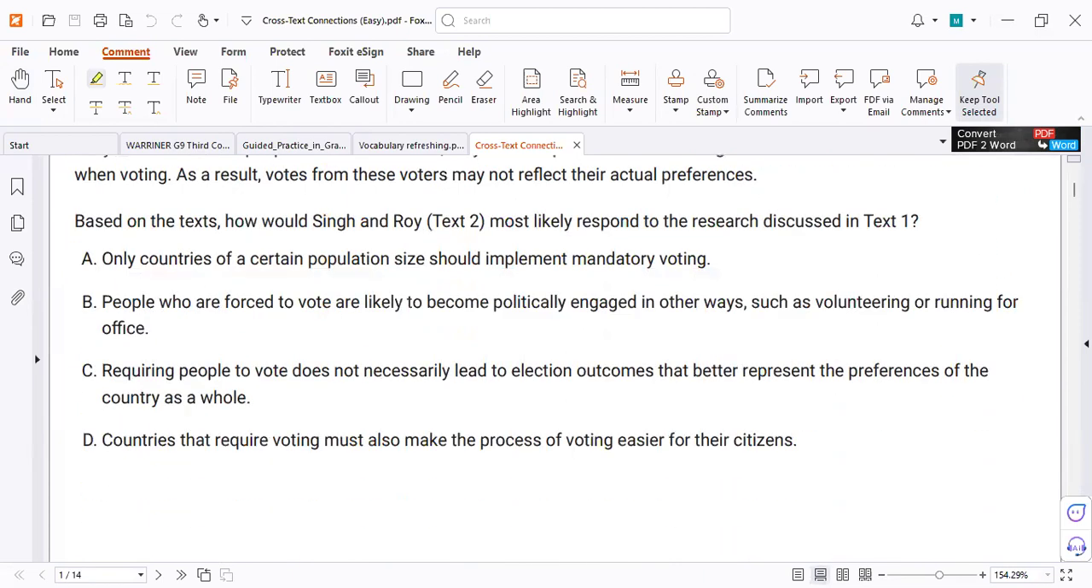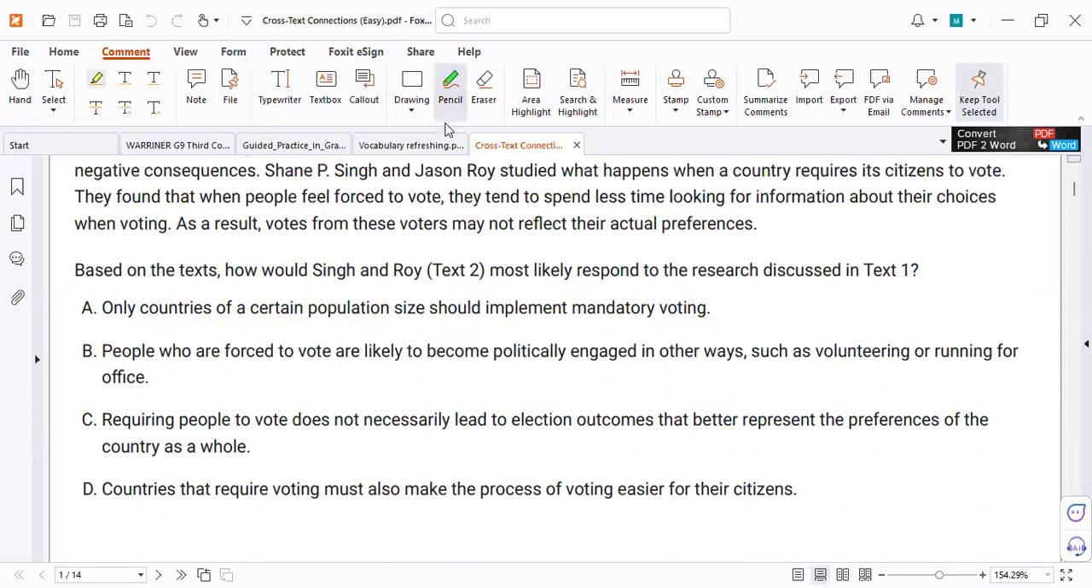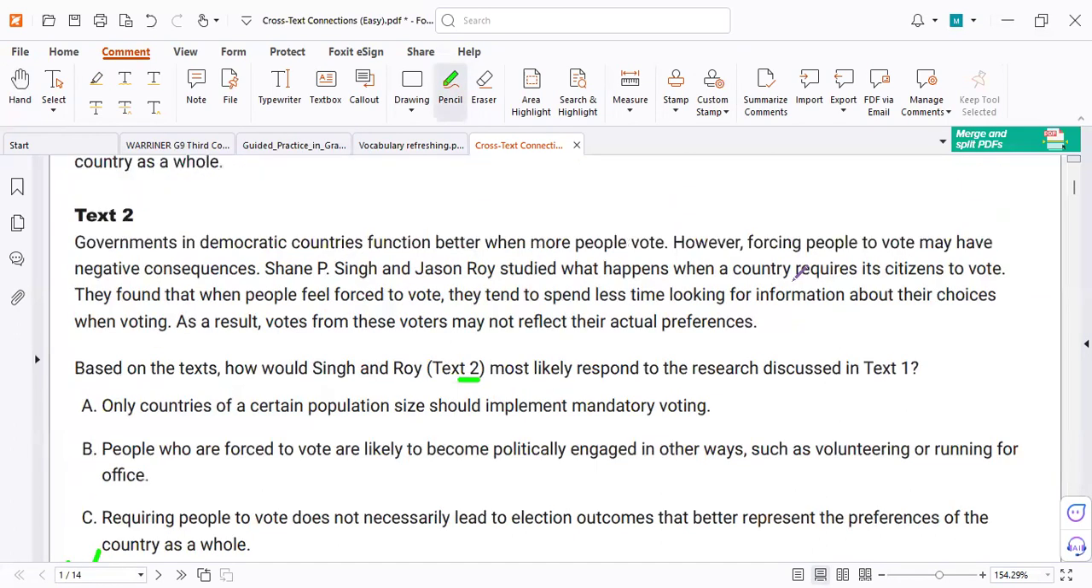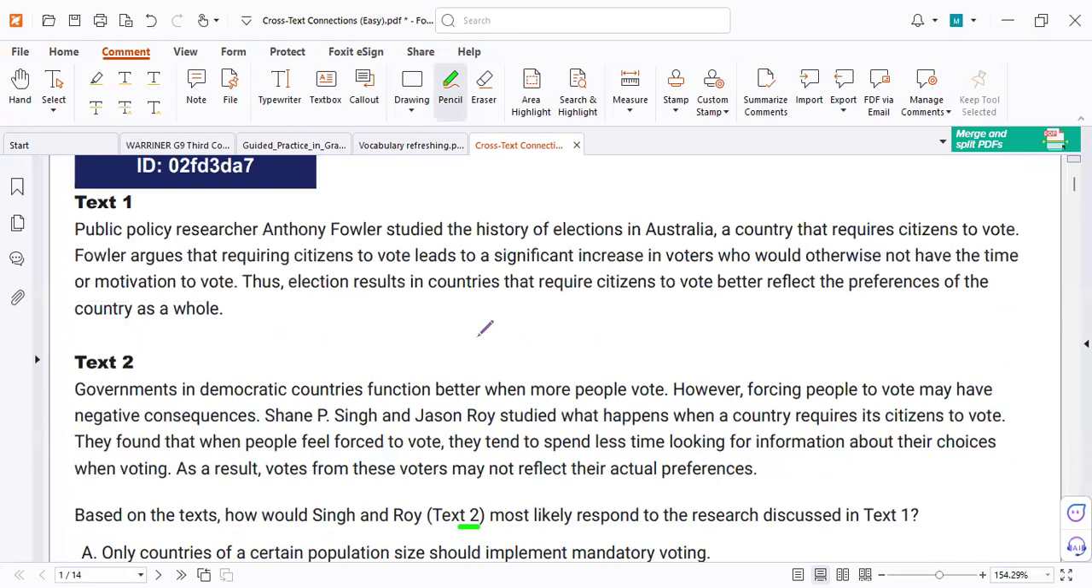One is D. I don't think so. D is wrong. Let's try again. Remember, I said how does the text respond to the research discussed in one. So we need the answer of two. Let's read again together. Come on.